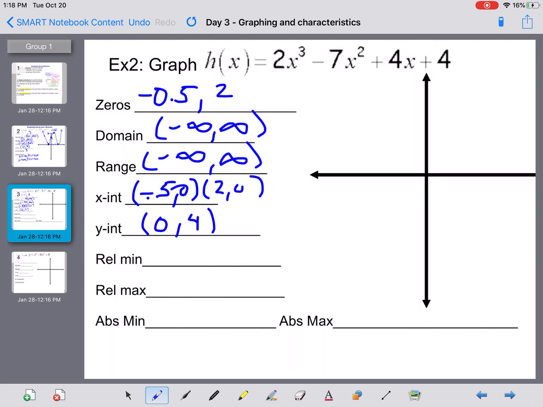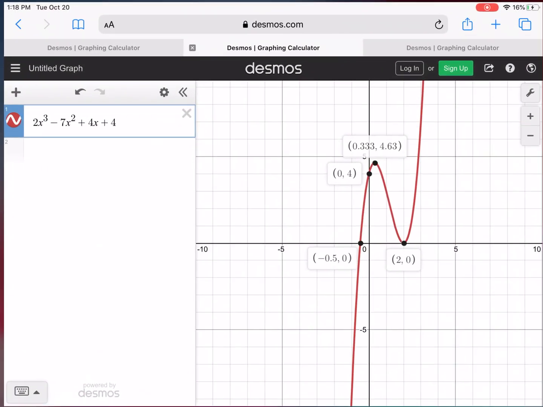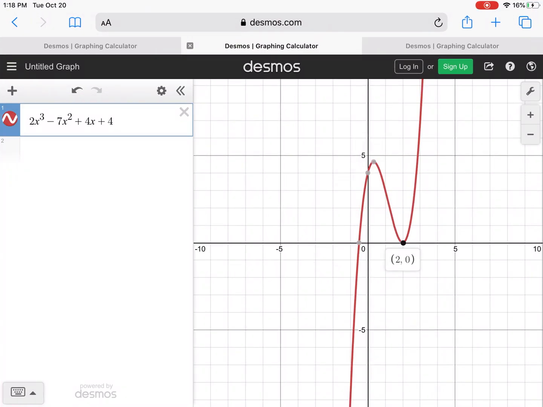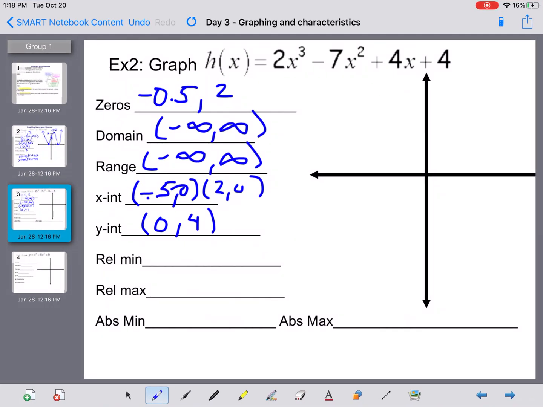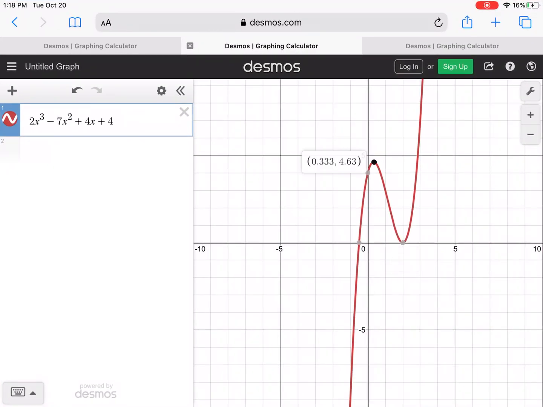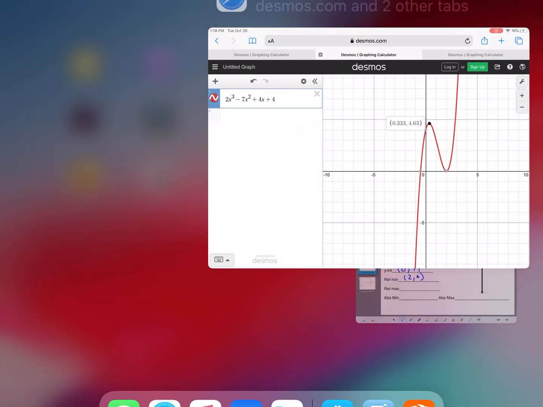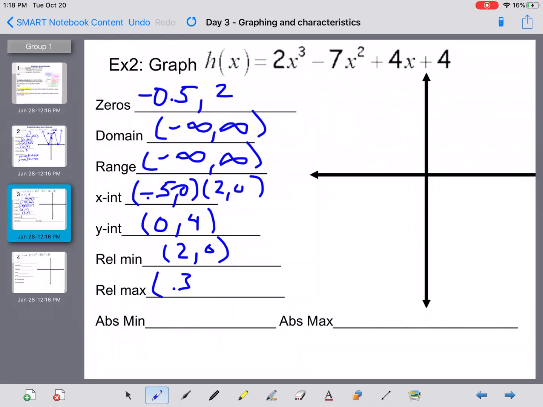And then this point right here is our relative min because we go from decrease to increase. So we have a relative min at (2, 0). And then we have a relative max when we go from increase to decrease. And like I said, I'm going to round that to 2 decimal places, so we're going to say (0.33, 4.63). And then our absolute min, we should know it goes all the way down to negative infinity, so we're going to say none. And same for absolute max. And that's going to be true for all odd-powered functions.